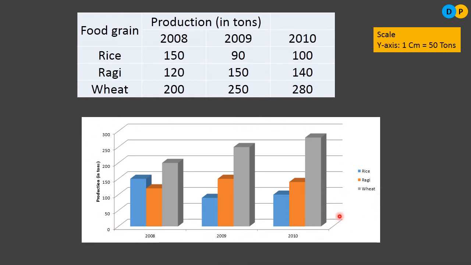So here I have constructed a diagram from the table. What type of bar diagram is it? It is a multiple bar diagram. How can you say this is a multiple bar diagram? Because, as you can notice, there are multiple bars here. Please notice that there are multiple rectangular bars.